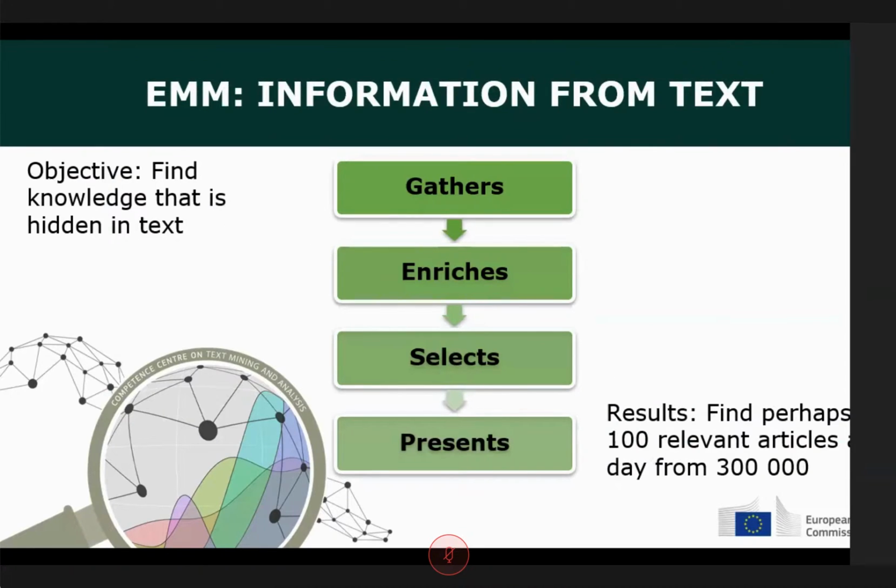The idea behind it is to extract information from text. The goal is to find knowledge that is hidden in the text by collecting this text, enriching it, doing some selections, and presenting it, giving access to it. To simplify, the idea is to make possible the access, for a specific need, to the 100 most relevant articles when we process 300,000 daily.